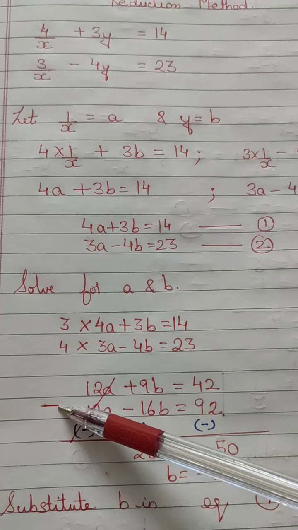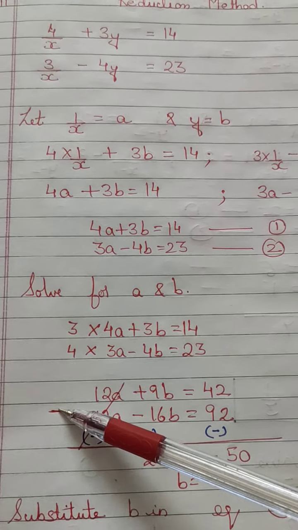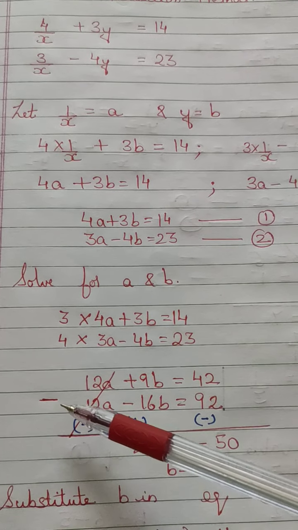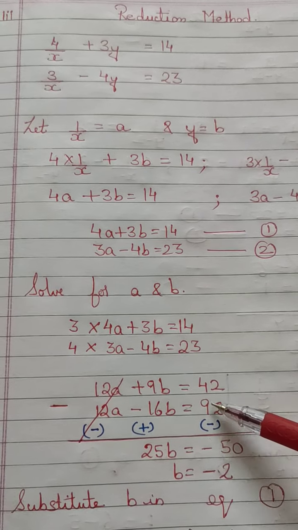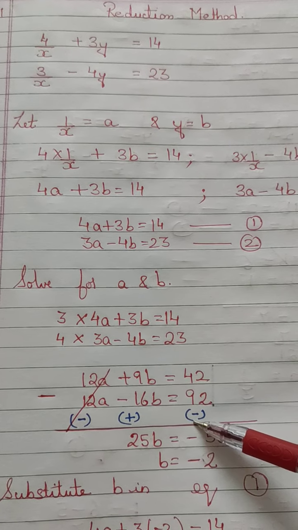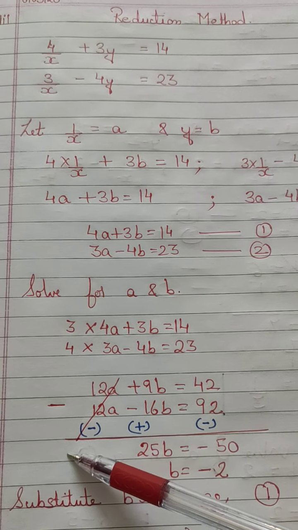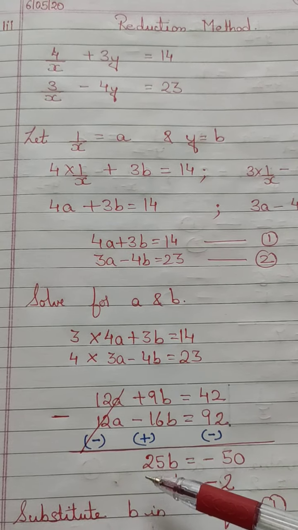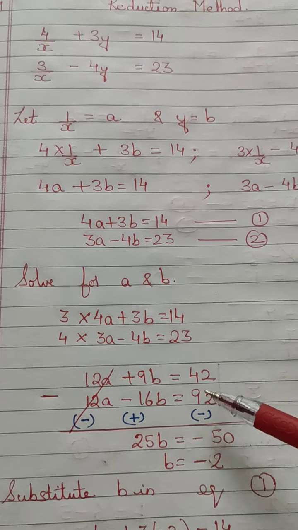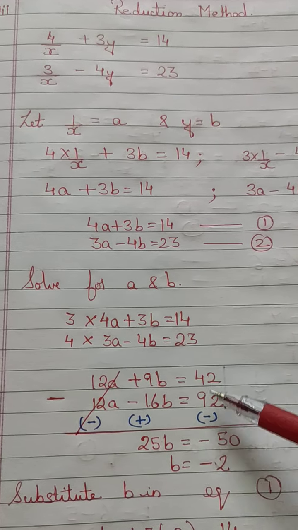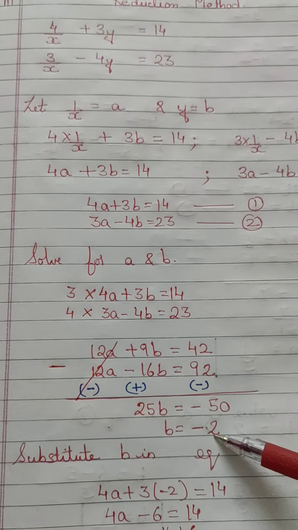So when I subtract over here, the sign changes over here. Why? Minus into plus, minus, minus into minus, plus, and minus into plus, again minus. I hope it is understood. When I solve further, this gets cancelled out, that is, it is eliminated. I get over here 25b and over here I get minus 50. Why? 92 minus 42 is 50 and the greater digit sign minus 50. Therefore, the value of b is minus 2.